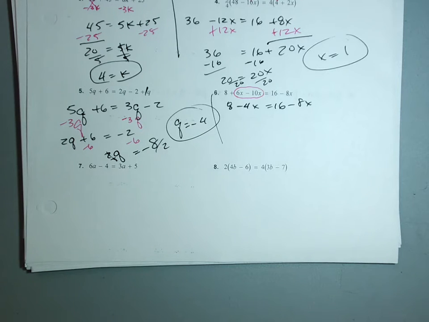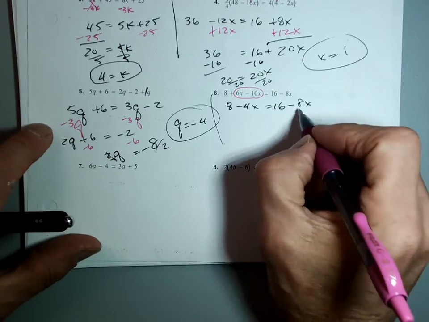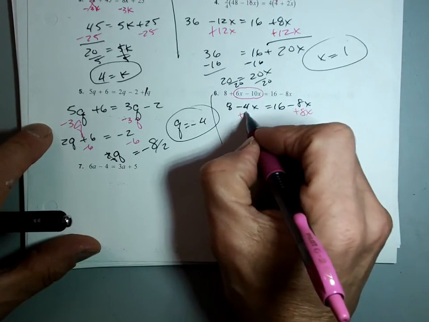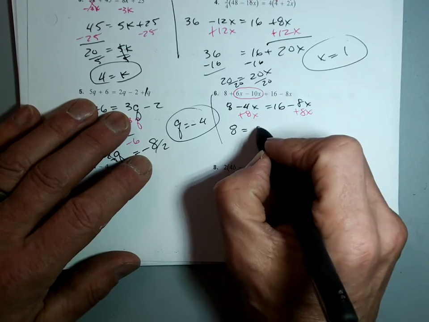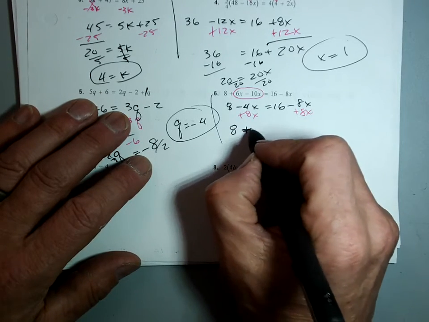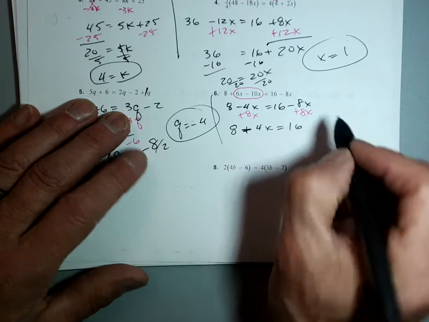The negative 8 is more negative than the 4, right? So I'm going to get rid of the 8, okay? So I'm going to add 8x. So I'm going to go plus 8x on both sides, okay? So I've got an 8 equals 8 plus 4x equals 16.